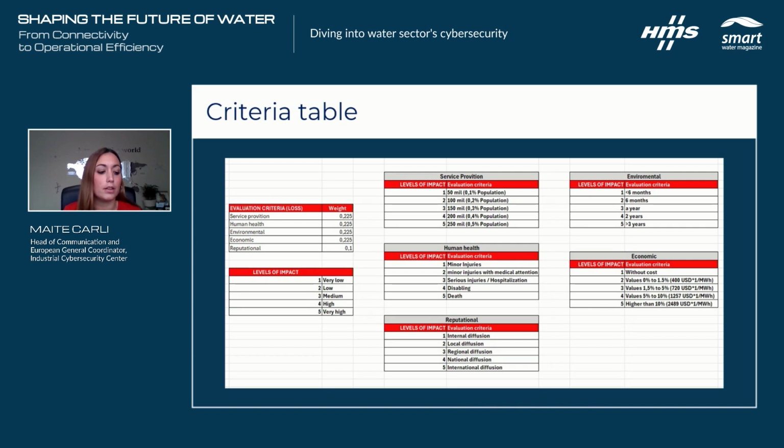Imagine that the levels of the water chemicals that are used have been altered. It can cause even death, unfortunately. So this is a bit of the criteria and all the possible scenarios that we could find in different areas and aspects. Also, the economic and the environmental aspects are very important, as you can see.